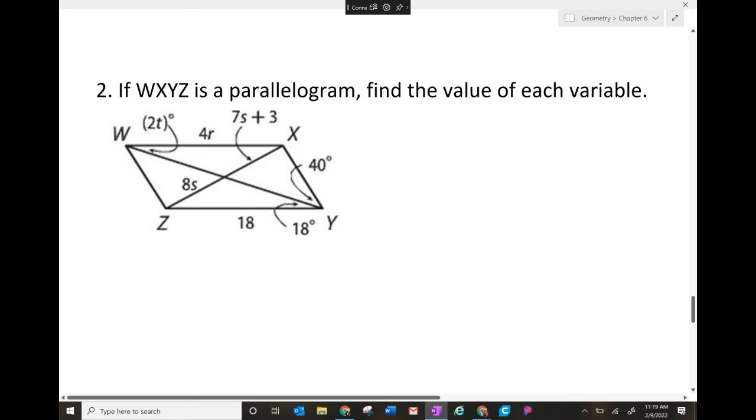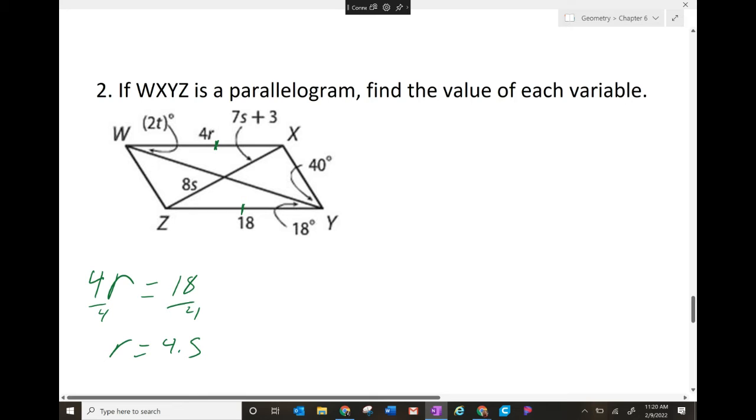If I'm going to start with the first value of an R, R is my first letter. So if I've got 4R right here, what side or what number matches up with that? 18. Perfect. I got 4R and 18. They're opposites of each other. So we're just going to set them equal to each other. Again, if they're opposites, we will set them equal. So I've got 4R equals 18. Divide both sides by 4. R equals 4.5.